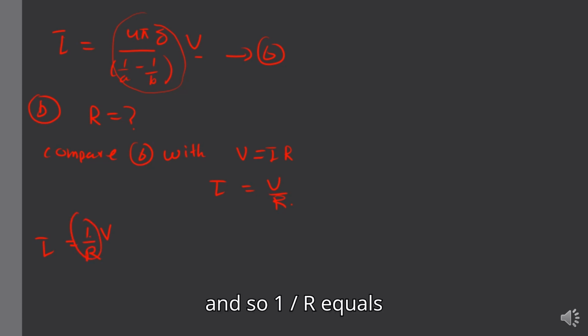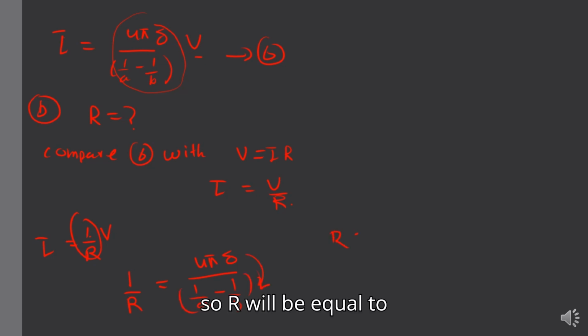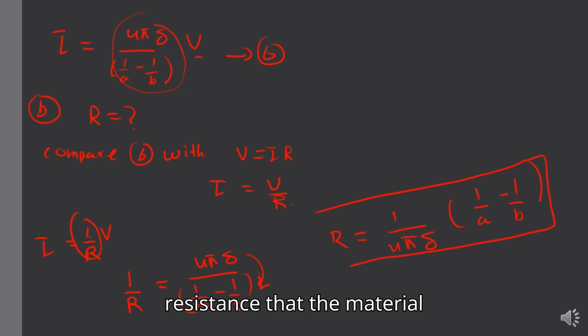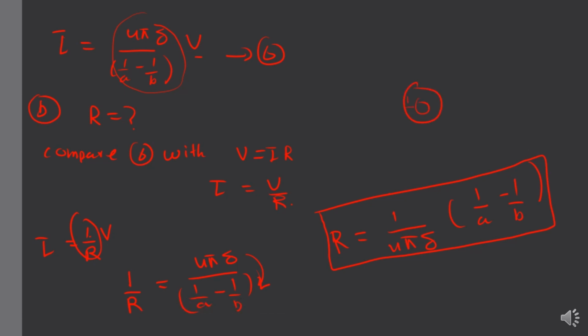So 1 divided by R equals 4 pi sigma divided by 1 divided by a minus 1 divided by b, and so R will be equal to 1 divided by 4 pi sigma into 1 divided by a minus 1 divided by b. So this is the resistance that the material offers to the current between the spheres. Now this resistance is equation number 7.